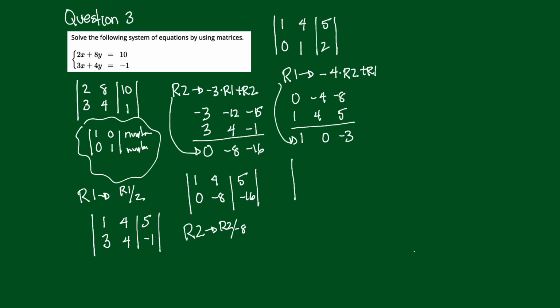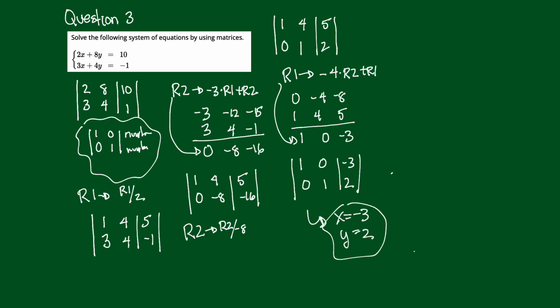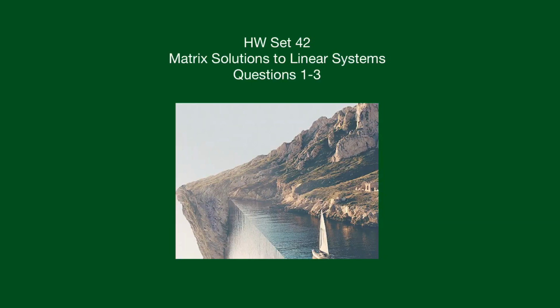So here's the new row 1. 1, 0, vertical bar, negative 3. And row 2 stays the same. 0, 1, 2. Okay, and I can read off the solution. What do we get here? X is equal to negative 3. Y is equal to 2. Or if you want ordered pairs, how about negative 3, comma, 2? And those are the first three questions on homework set 42.